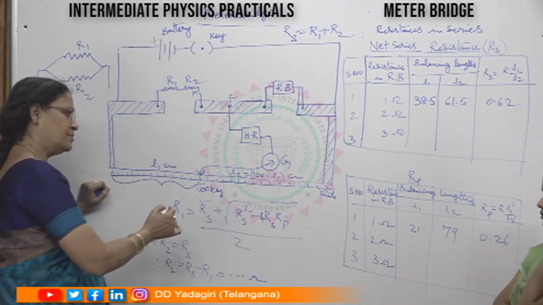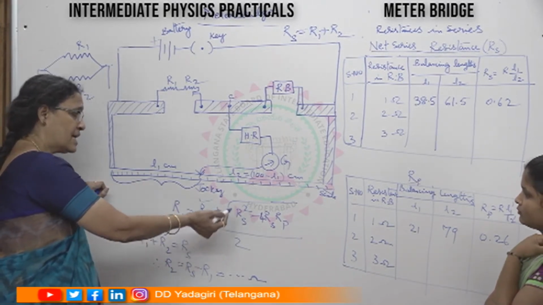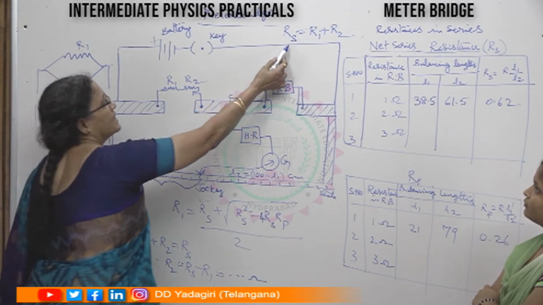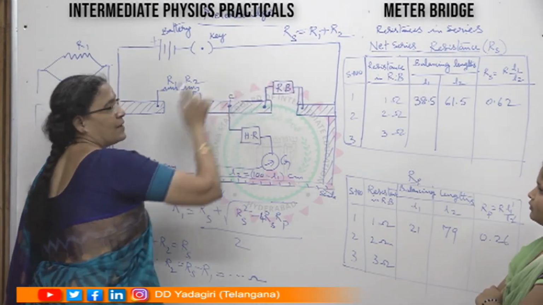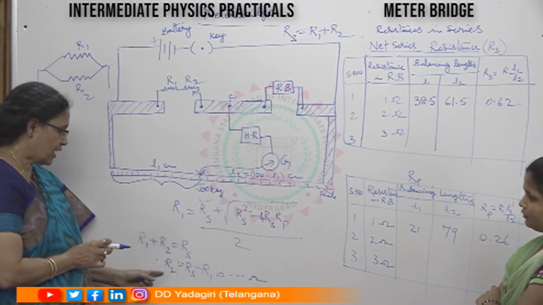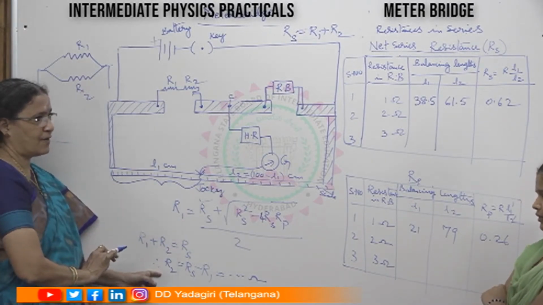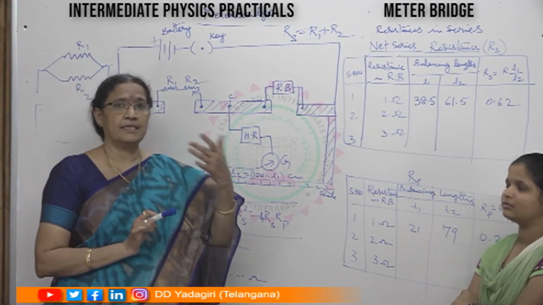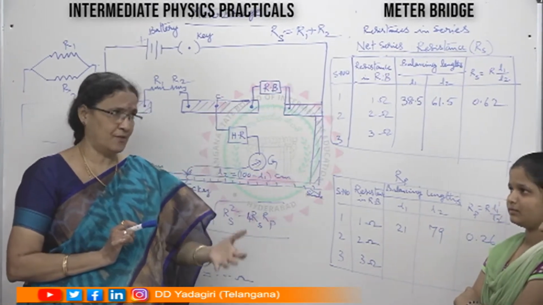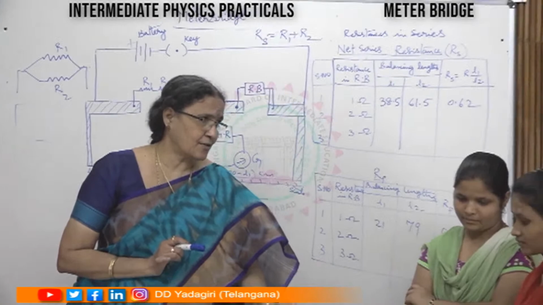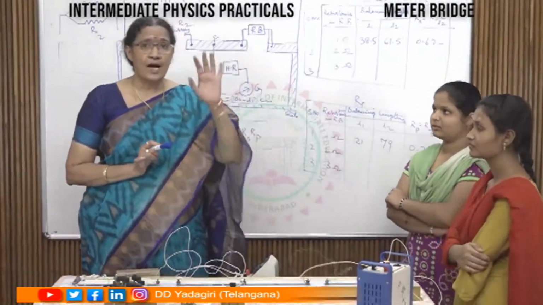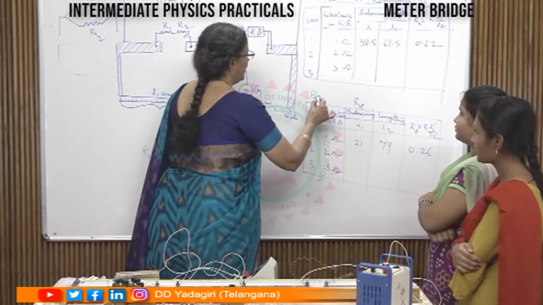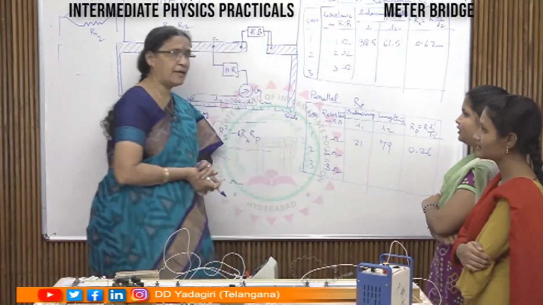Now, for R2, actually you can use the formula RS minus etc. But that is not required. You have a simpler formula. RS, the effective resistance, is R1 plus R2. R1 you got. So what will be R2? RS minus R1. So this is how you are going to determine the resistances of the given two individual wires, the unknown resistances R1 and R2, first by connecting them in series and then connecting them in how? By connecting them in parallel.